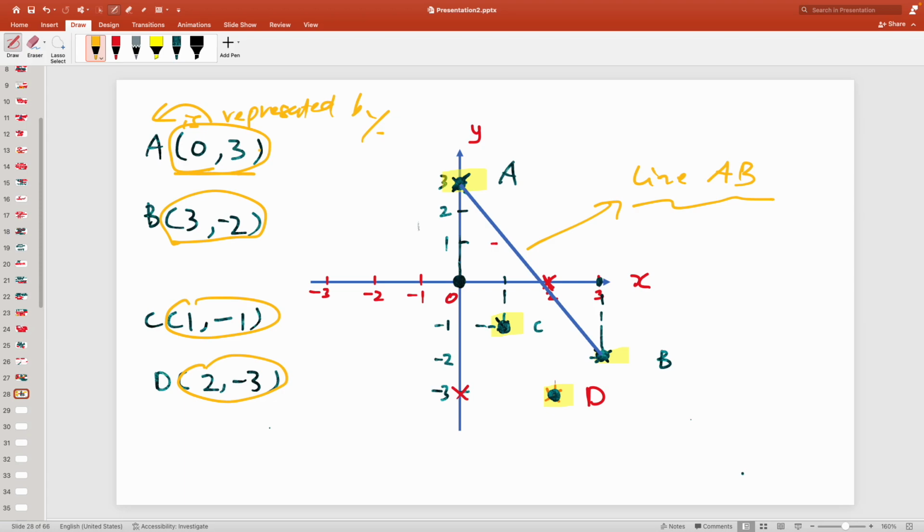So a point also needs to have a name. Or in fact, this is called a label.